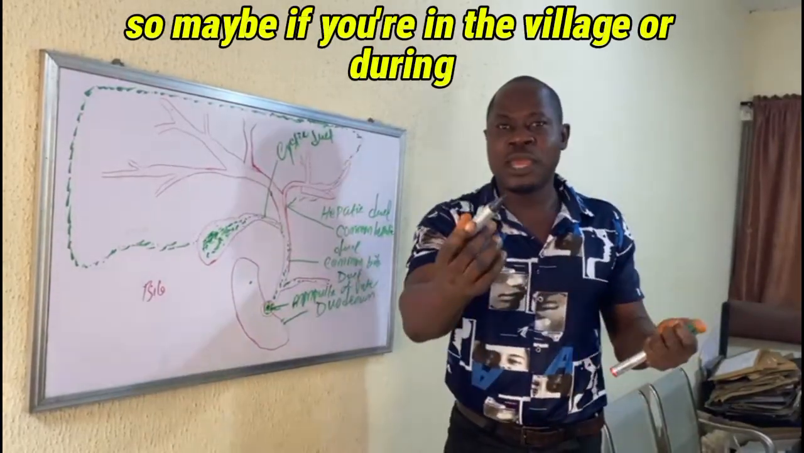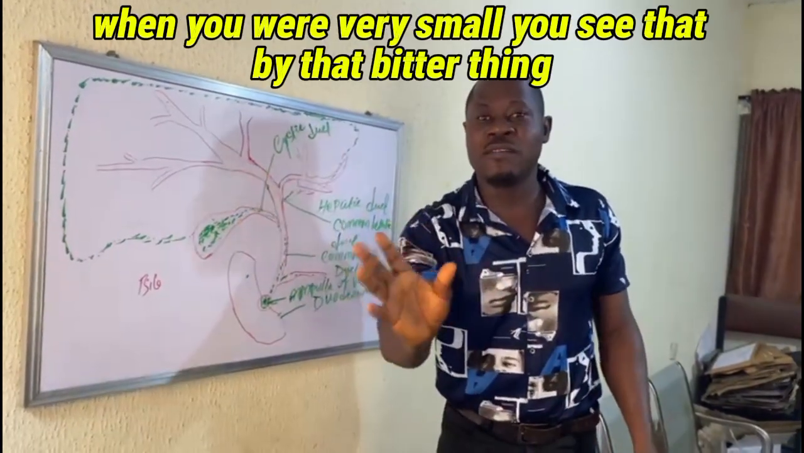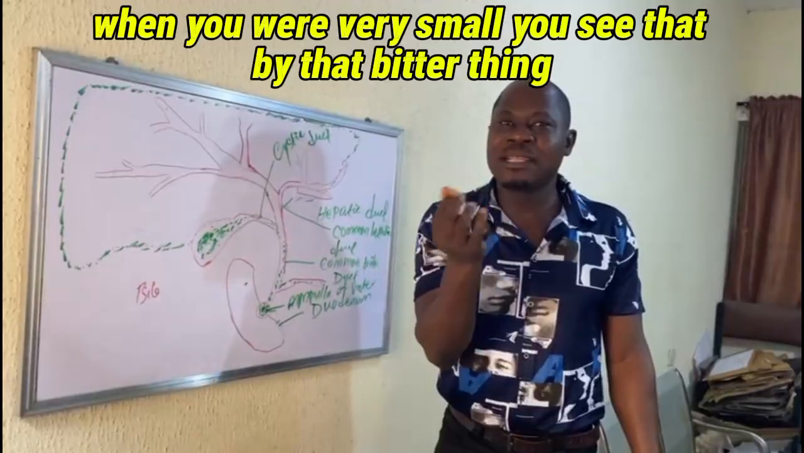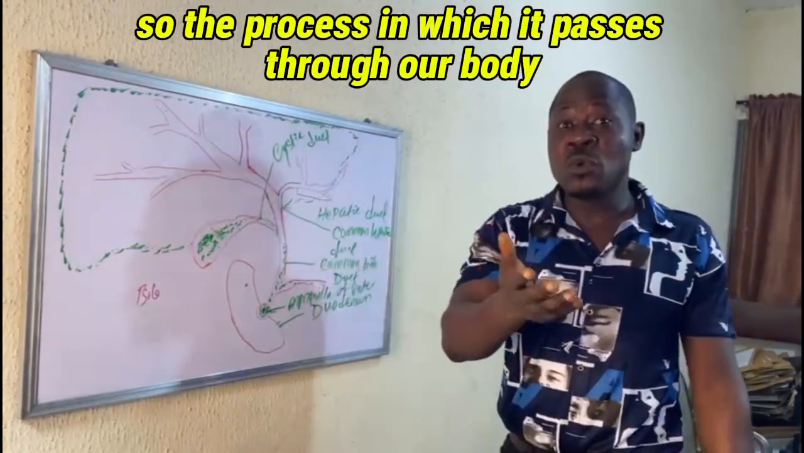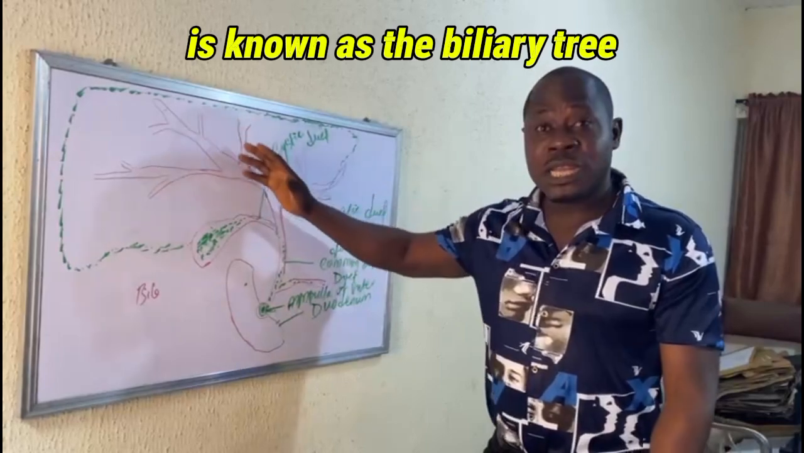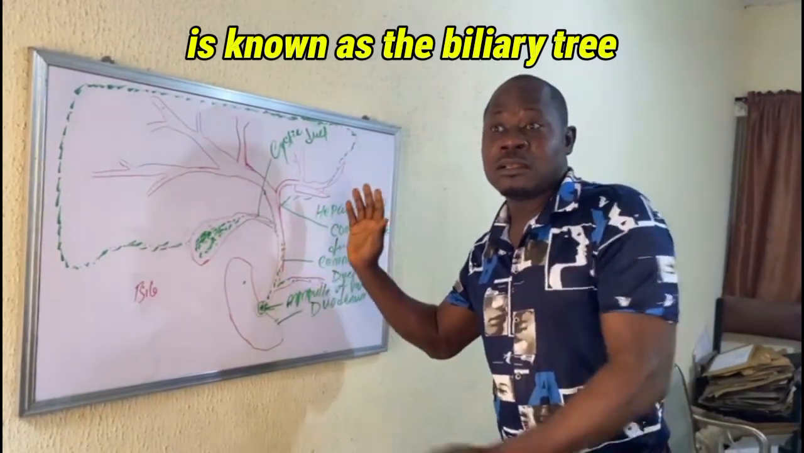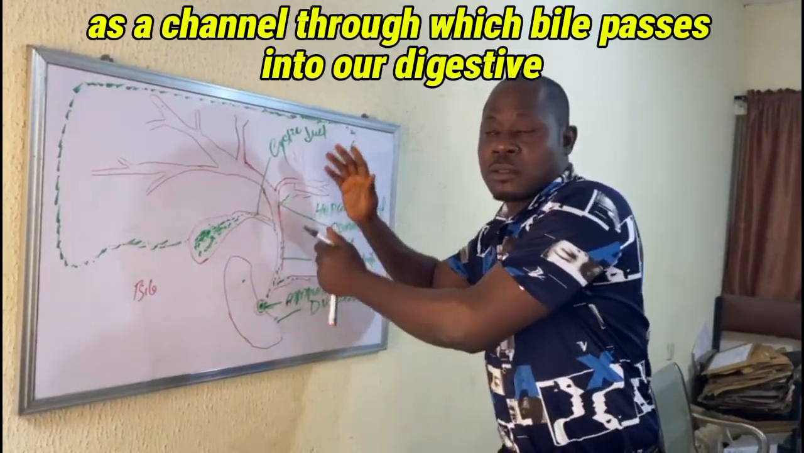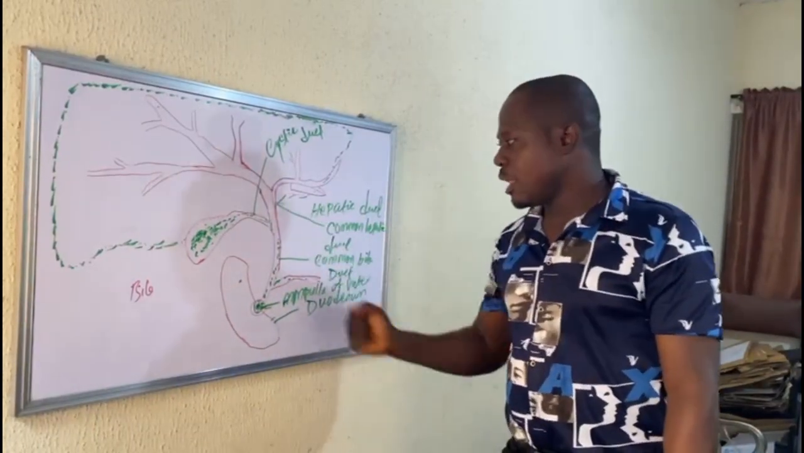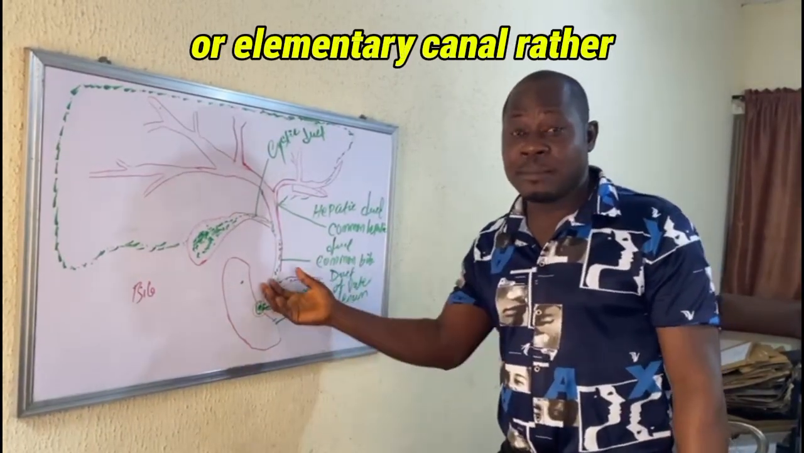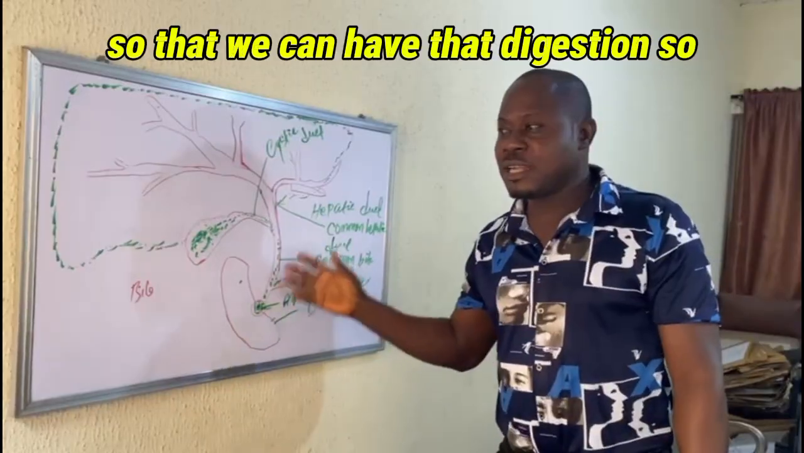So maybe if you were in the village or when you were very small, you see that bile, that bitter thing, greenish stuff, that is what we are talking about. So the process in which it passes through our body is known as the biliary tree, a channel through which it passes into our digestive or alimentary canal, so that we can have that digestion.